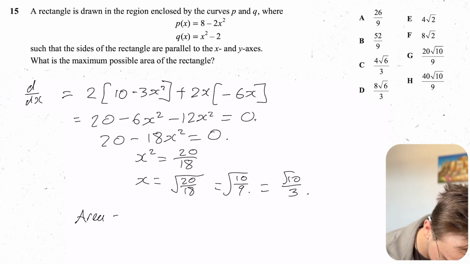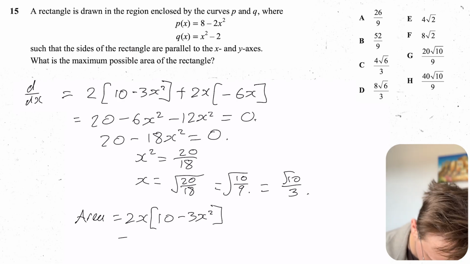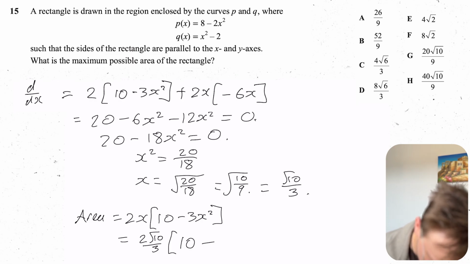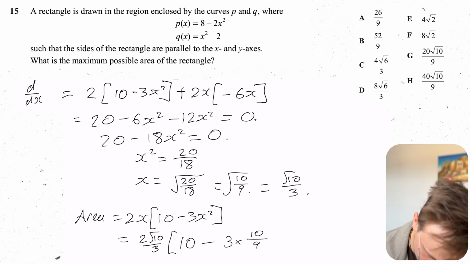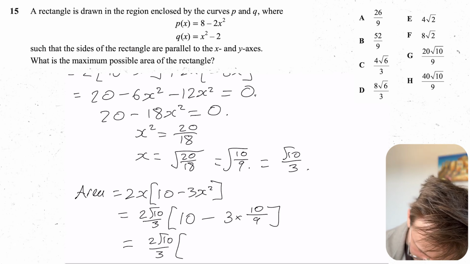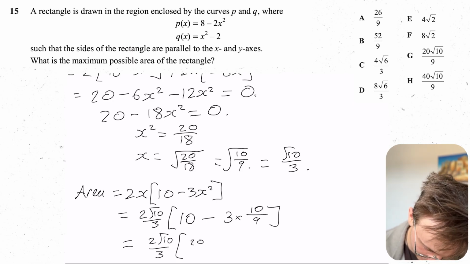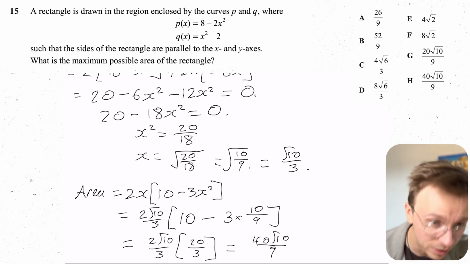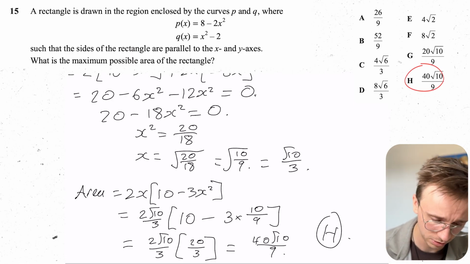And then area is equal to 2x times 10 minus 3x squared. So that's 2 root 10 over 3 multiplied by 10 minus 3 times 10 over 9, which is equal to 2 root 10 over 3 times 10 minus 10 over 3, which is 20 over 3. So then that's 40 root 10 over 9, which is h. Perfect. I was not confident in that, so that's good.